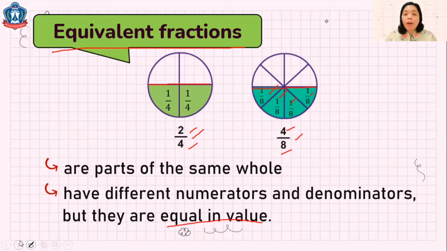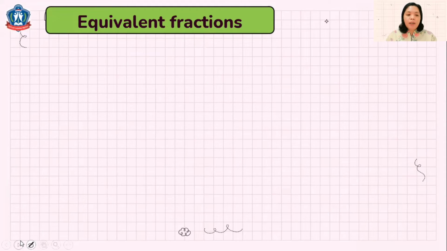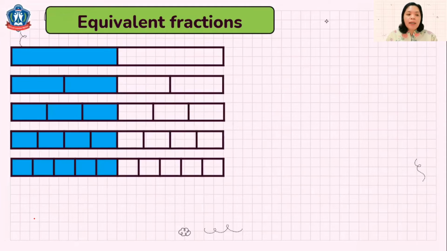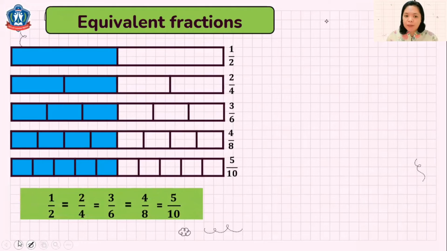Now there is a way to find equivalent fractions. Take a look here. The first one is 1/2. The second is 2/4. Do they have the same value? Yes, both of them are half of the one whole. The next one is 3/6. The next is 4/8, and the last one is 5/10. So all of these 5 fractions are what we call equivalent fractions.